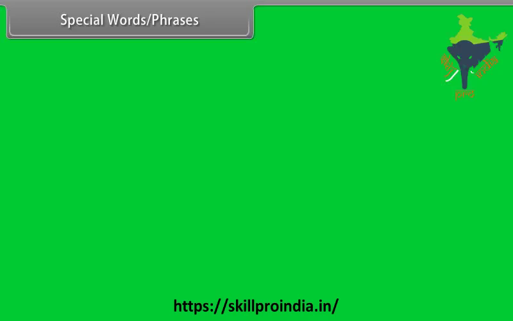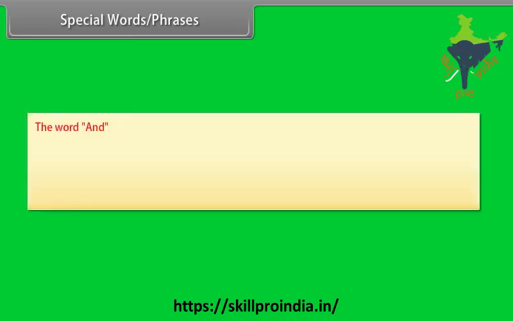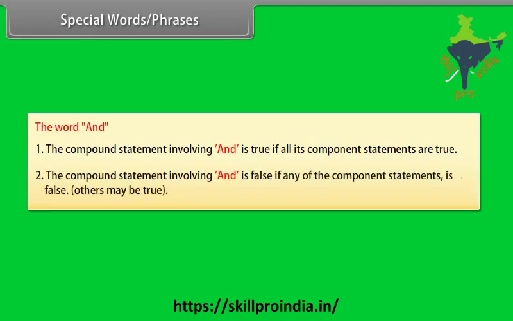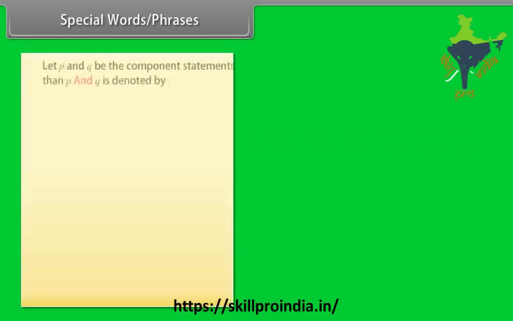Special words, phrases. The word and. 1. The compound statement involving and is true if all its component statements are true. 2. The compound statement involving and is false if any of the component statements is false. Others may be true. Let P and Q be the component statements, then P and Q is denoted by P ∧ Q.